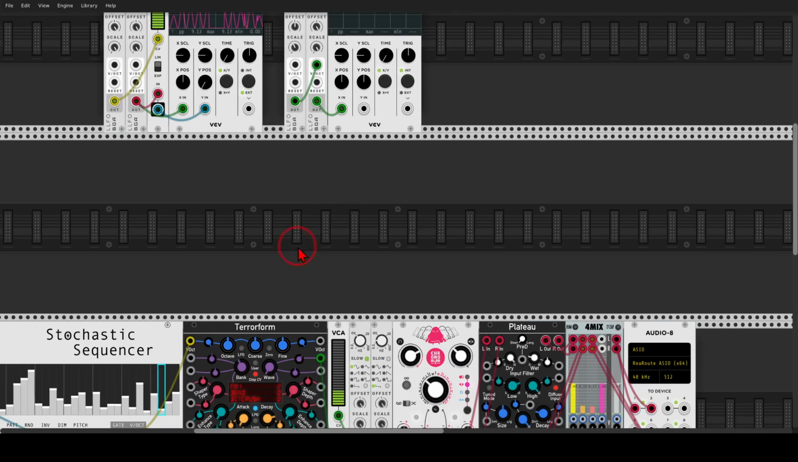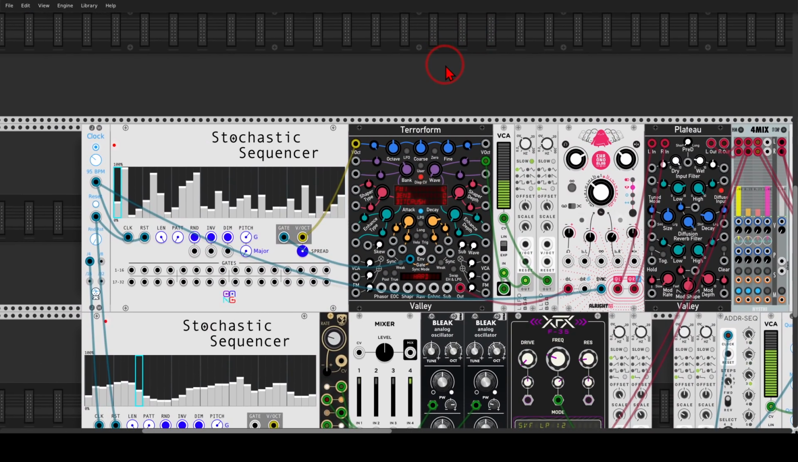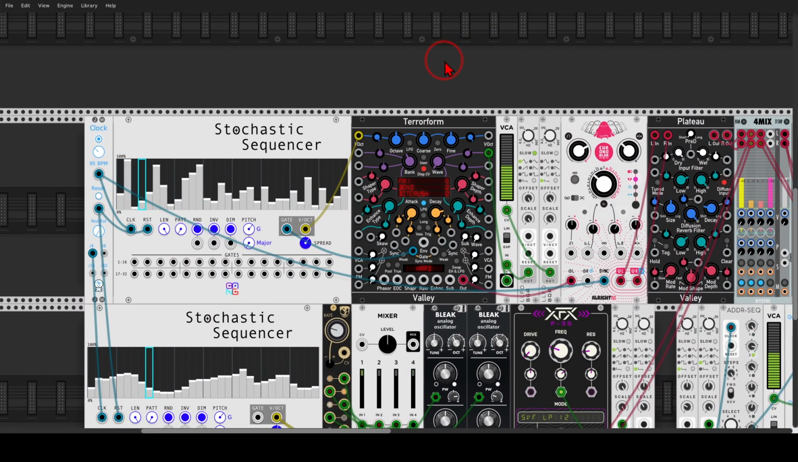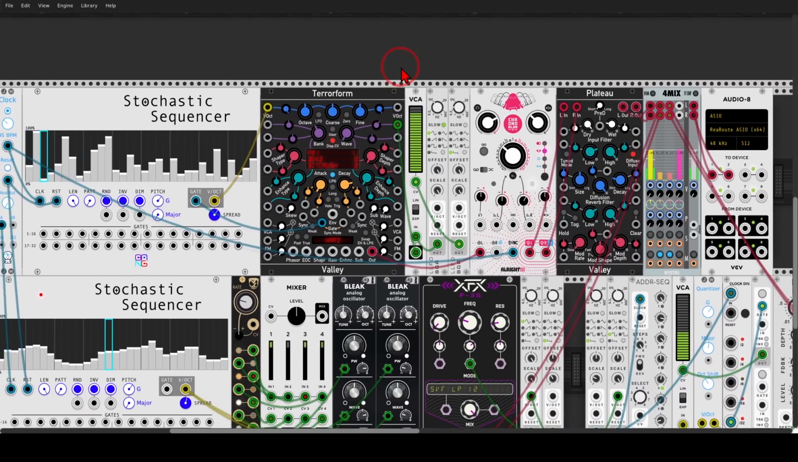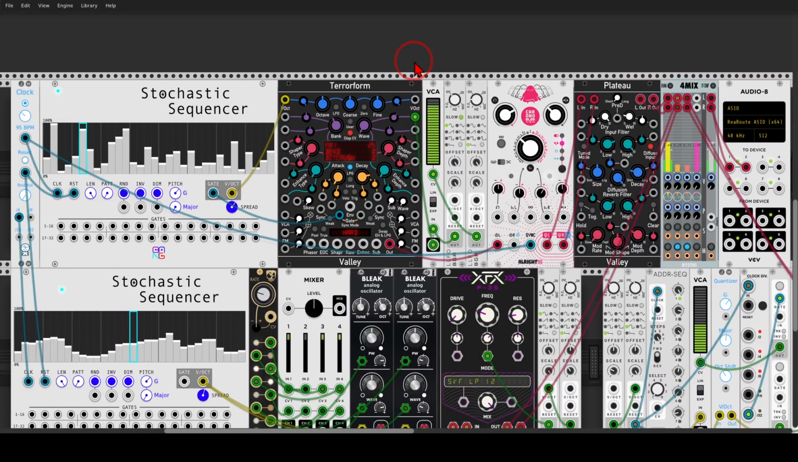So here I have a small example set. I have here the stochastic sequencer. This one has probability per step. So already we have something with variation going. It's sequencing Terraform from Valley, going through some delay and reverb. I will unmute this already. This is how it will sound like.